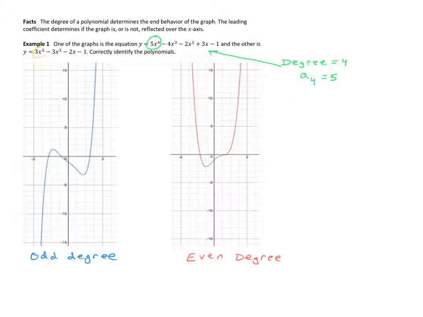this 3x to the fifth, so the degree here is equal to 5, and it has a leading coefficient of 3. This is all the information that you need to identify which of these two polynomials is which. Because this has a degree of 5, it has to be odd degree, so it's referring to this graph here. So let me copy that down below here.